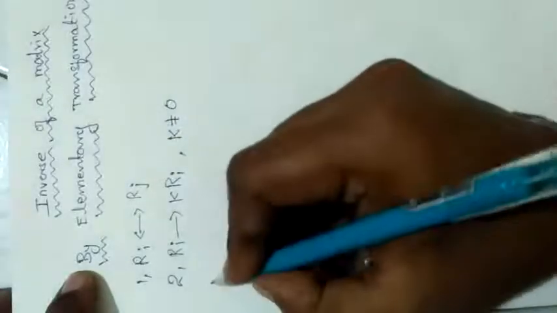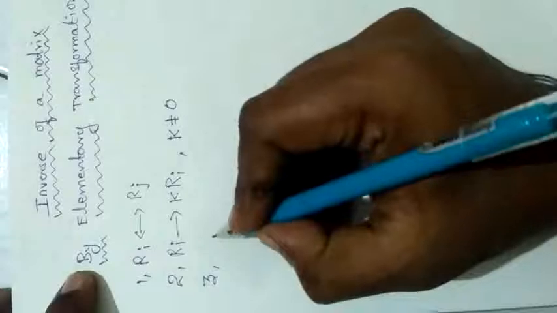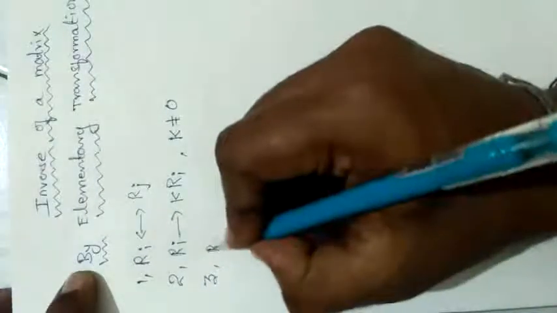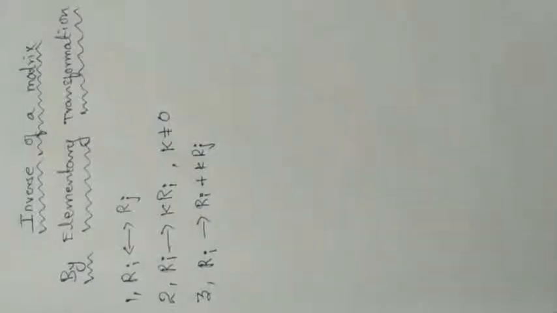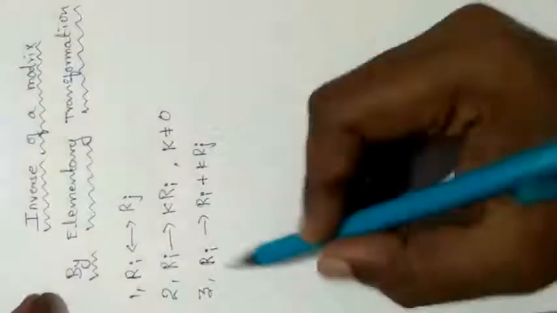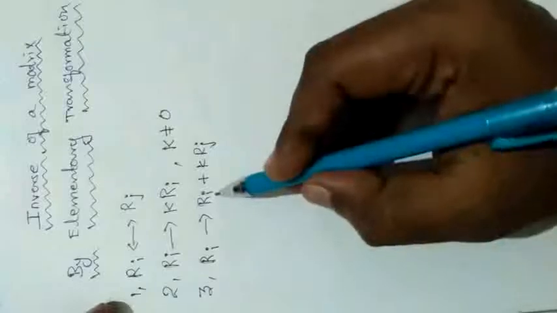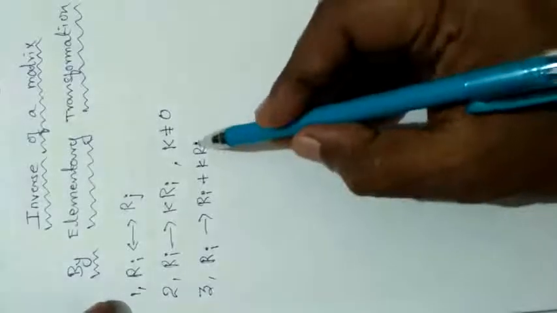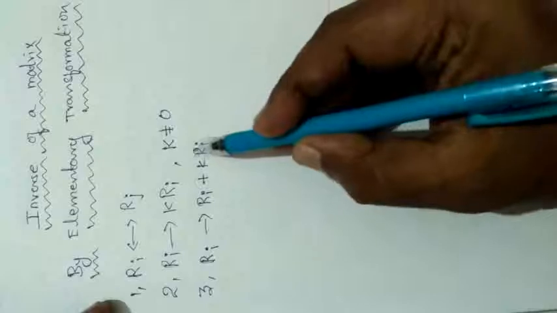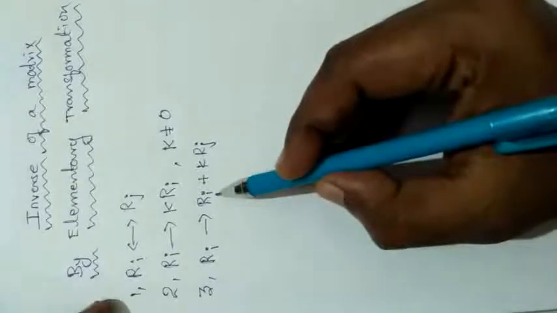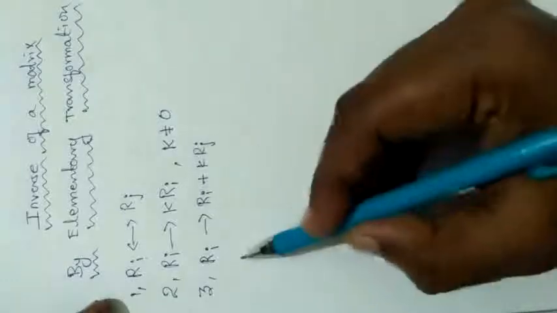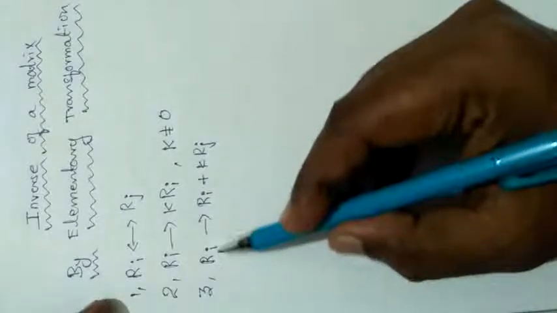And the third elementary operation is any one particular row, that is Ri tends to Ri plus k times Rj. The meaning of this one is any one particular row, that is row 2, you can multiply by the constant, and add it with row i, right? So the whole value you can put in row i itself. This I'll explain to you.